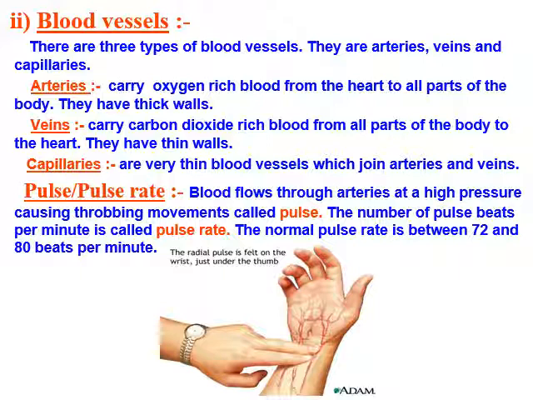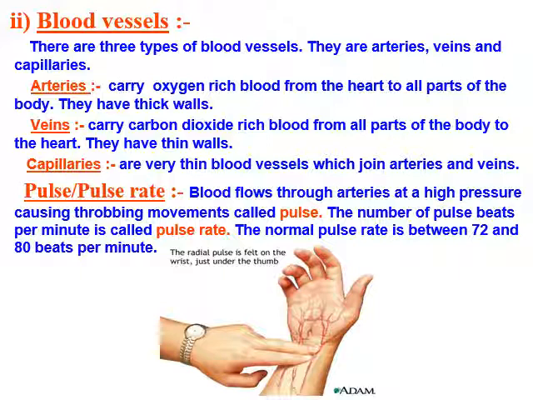Pulse and pulse rate. Blood flows through arteries at very high pressure, causing throbbing movements called pulse. The number of pulse beats per minute is called pulse rate. The normal pulse rate is between 72 to 80 beats per minute.